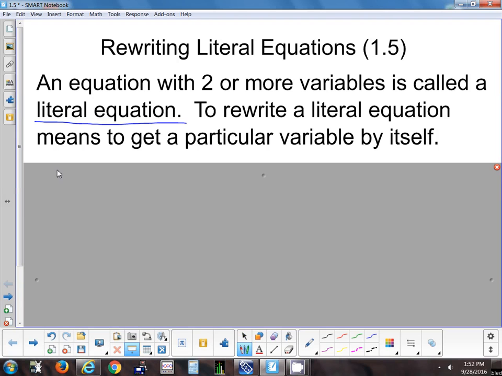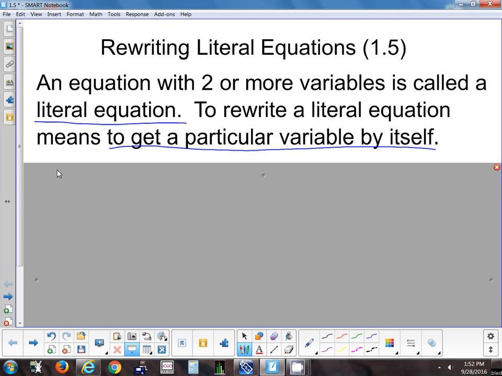Okay, and when they ask us to rewrite it, usually that means to get a variable by itself. If there's two variables in the equation, they have to tell us which one. So if an equation has an x and a y in it, maybe they'll say get x by itself. Or maybe they'll say get y by itself. But they have to tell us which letter they want alone.